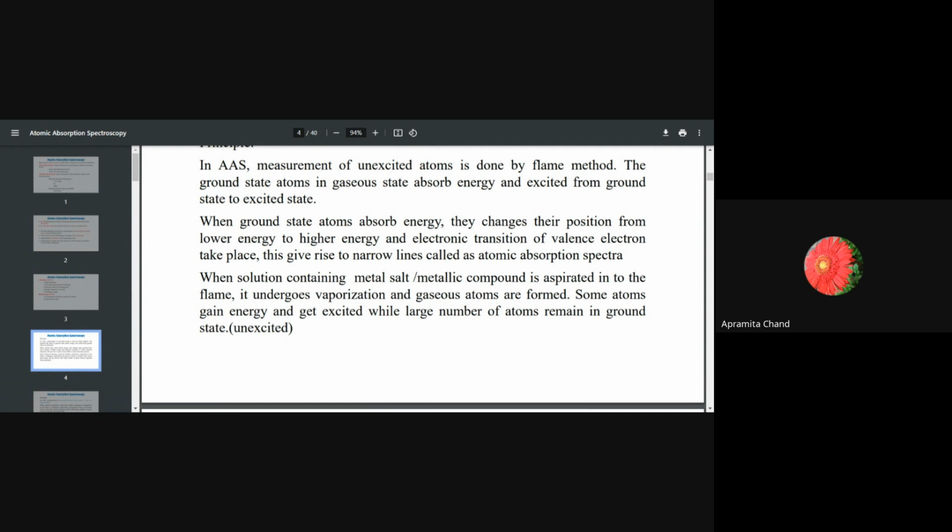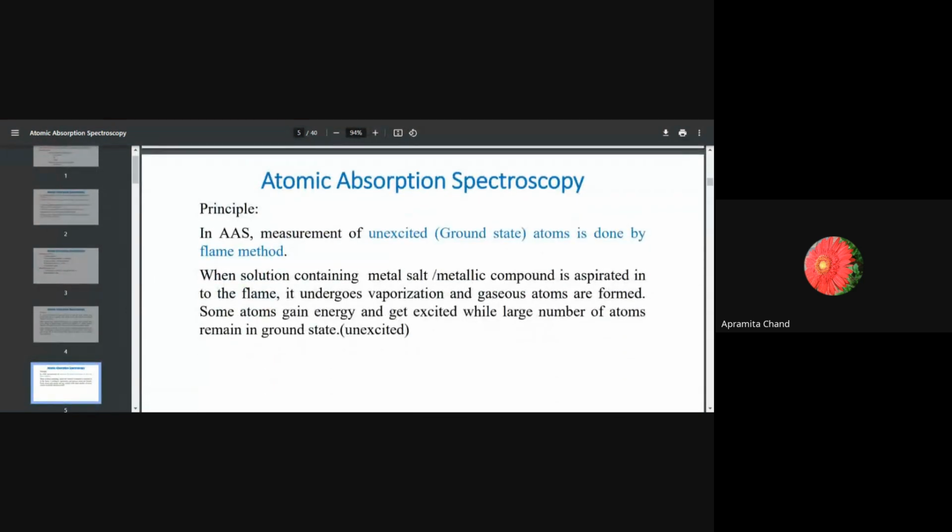Now, when a solution containing a metal salt or metallic compound is aspirated into the flame, it suddenly undergoes vaporization, giving rise to gaseous atoms. While some atoms gain energy and get excited, a large number of atoms remain in the ground state and are not excited. The measurement of these atoms is done by the flame method.